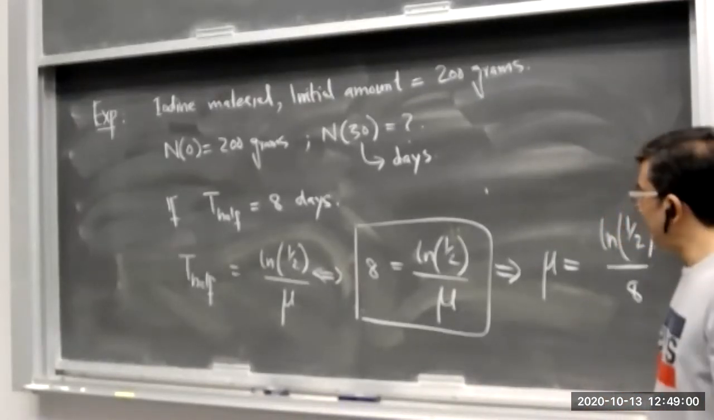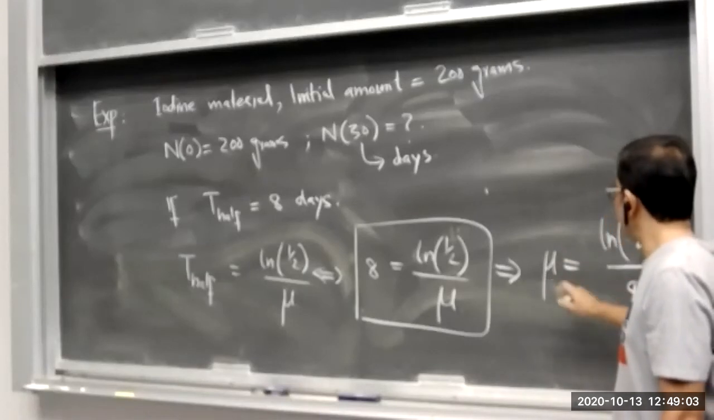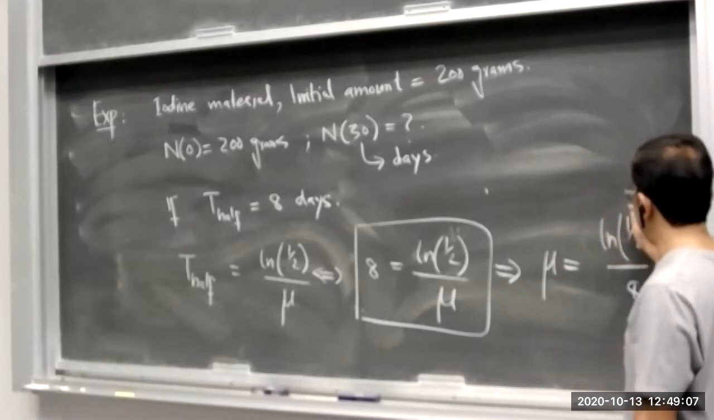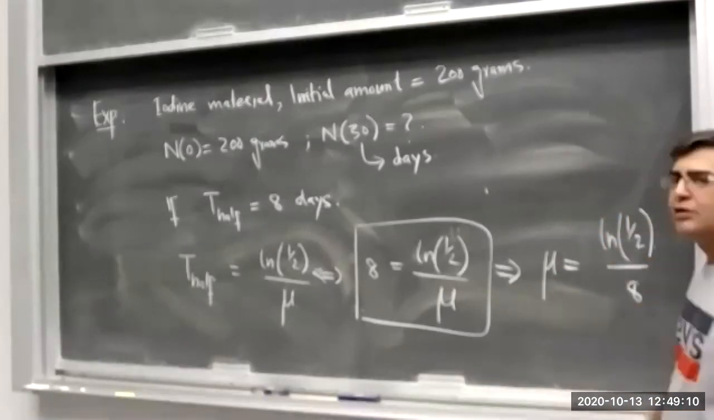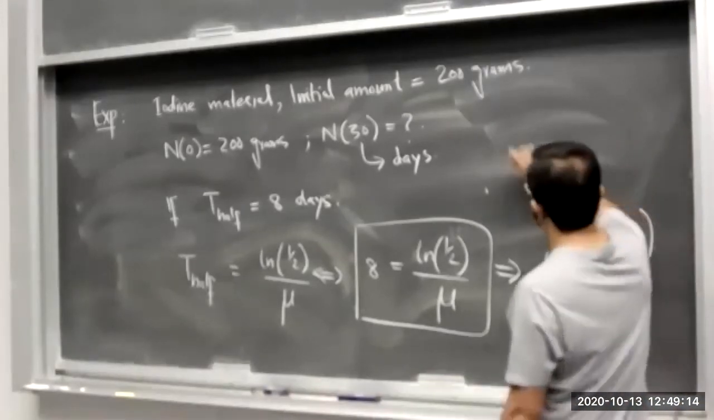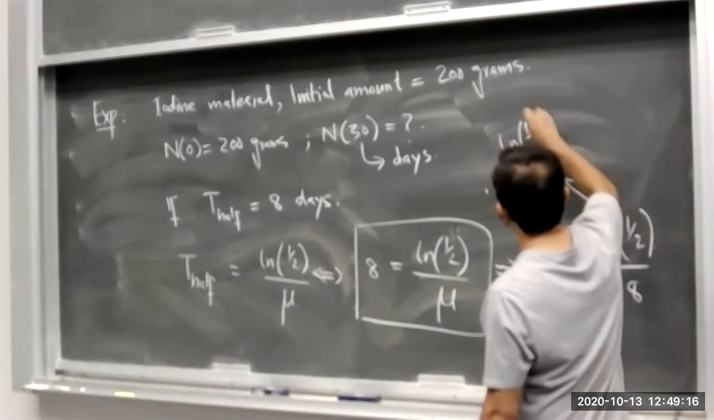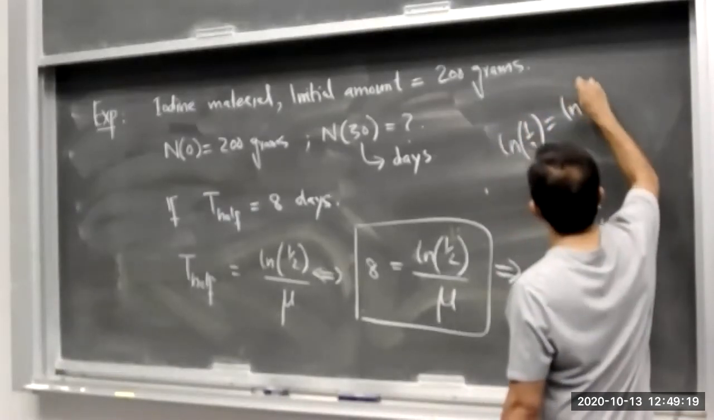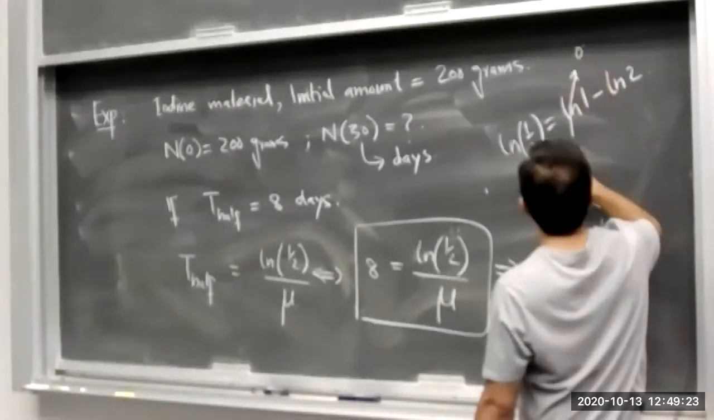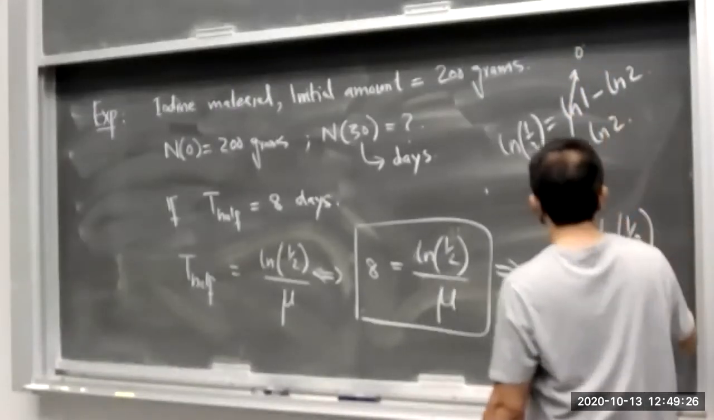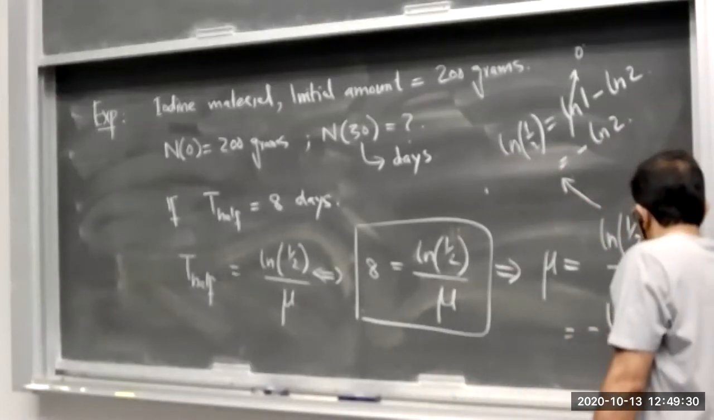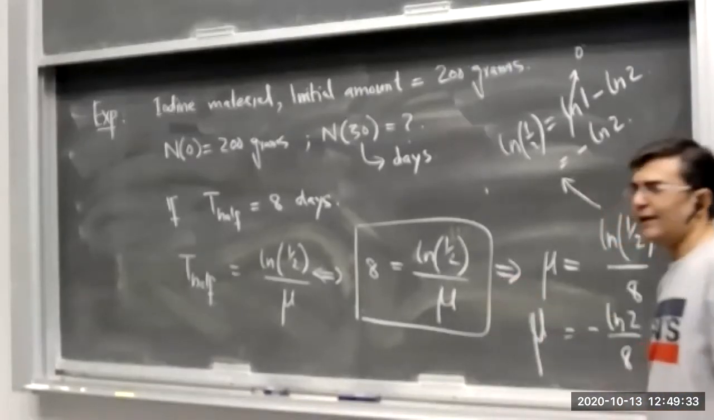And this rate will definitely be negative. If you simplify natural log of 1/2, it will automatically come out negative. Why? Because natural log of 1/2 can be written, by using the properties of log, as log of 1 minus log of 2. Log of 1 is always 0, so it is negative log of 2. So it is basically negative log of 2 divided by 8. So this is your decay rate.